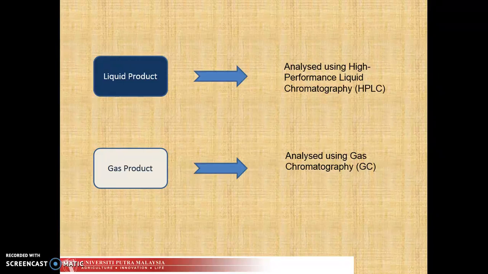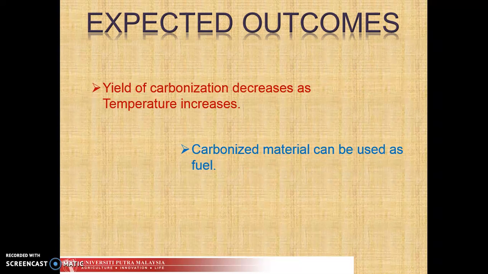For liquid product, it is analyzed using high performance liquid chromatography, or HPLC, while the gas product is analyzed with gas chromatography, or GC. The expected outcomes for this experiment are: the yield of carbonization decreases as temperature increases, and the carbonized material can be used as fuel. These expected outcomes are based on the journal I found.